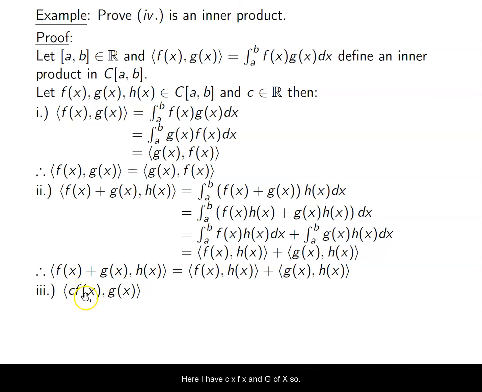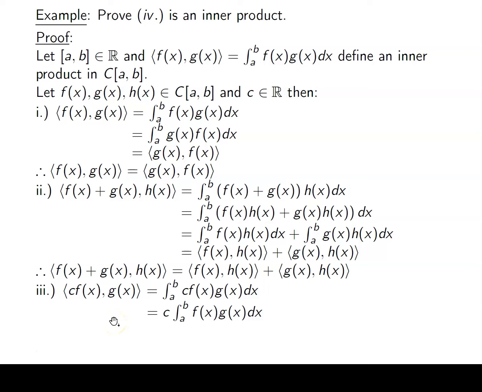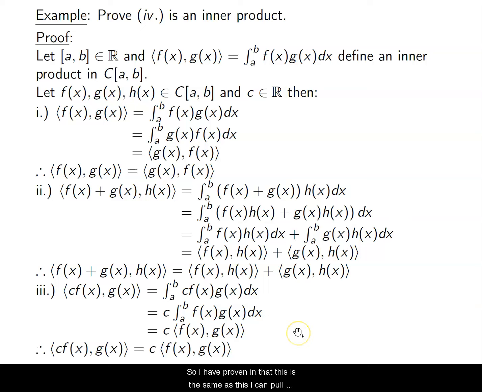Here I have c times f of x and g of x. So I'll have this times this inside of an integral from a to b, okay? And we know that when we have something like this, we can pull the constant out. So what is that left with? A constant times the inner product of f and g, right? So again, these aren't too hard to do. You just have to be familiar with starting somewhere and trying to get somewhere else, okay? So I have proven then that this is the same as this, that I can pull out a constant from this definition of an inner product.